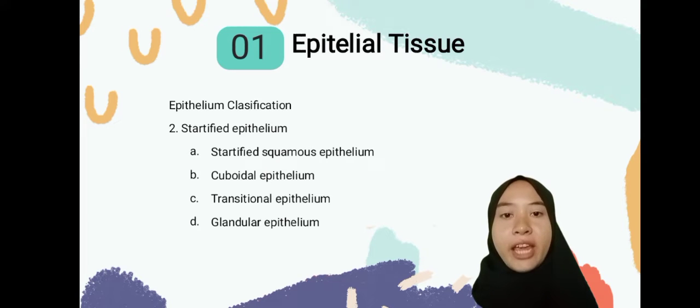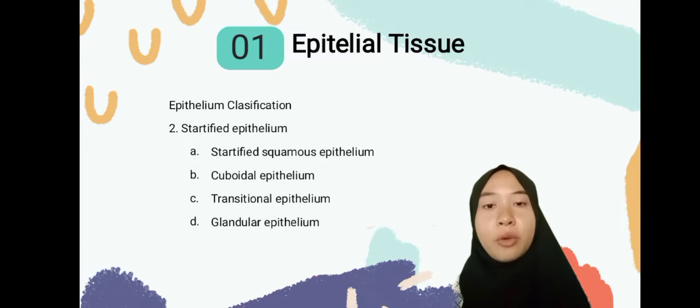The second classification of epithelium is stratified epithelium. The first is stratified squamous epithelium, which consists of many layers of cells, and the cells on the surface are flattened. The stratified squamous epithelium is the thickest and most suitable for protective function. Found in the epidermis of the skin and the lining of the mouth, esophagus, and vagina.